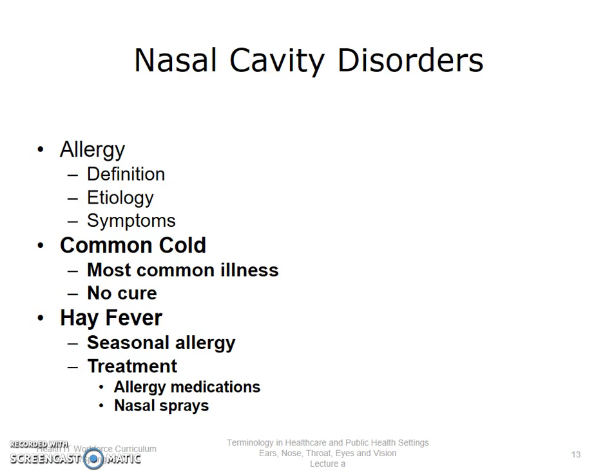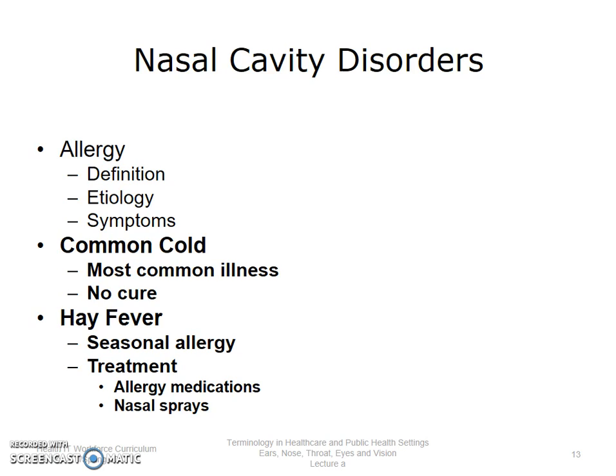Another disorder which affects the nasal cavity is the common cold. This is the most common illness, easily spread by touching your eyes or nose after you touch surfaces with cold germs or viruses on them. You can also breathe in the germs. There is no cure for the common cold, but treatment includes getting rest, drinking fluids, gargling with warm salt water, using cough drops or throat sprays, and taking cold medicines.